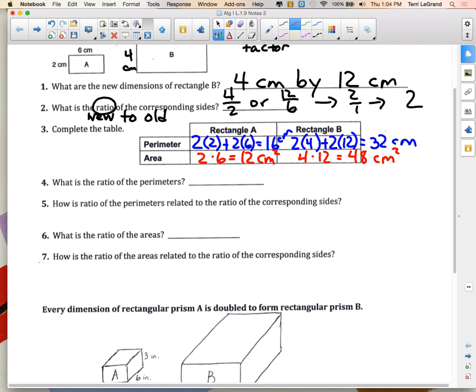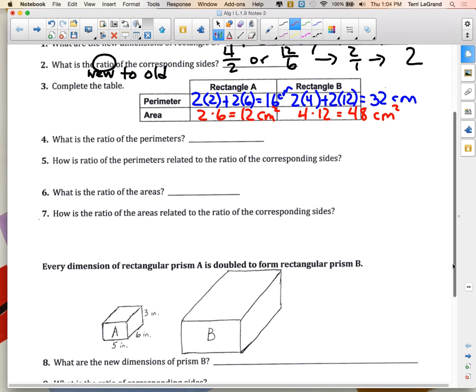Well, now that we have our table filled out, we're set up and ready to answer the next 4 questions here. Number 4, what is the ratio of the perimeters? So they're asking us to compare them, aren't they? Ratio, compare the 2 numbers, show it by division. So what would that ratio be? New to old.